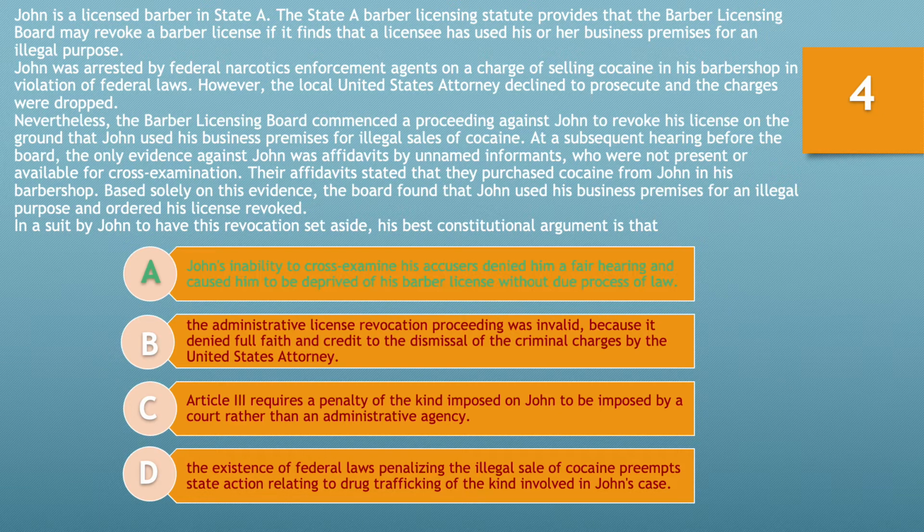C, Article 3 requires a penalty of the kind imposed on John to be imposed by a court rather than an administrative agency. That's incorrect. Article 3 does not make mention of any such rule. So that can be eliminated.